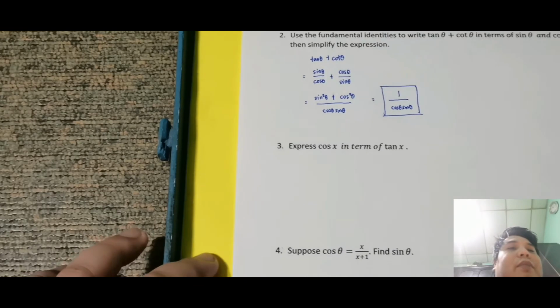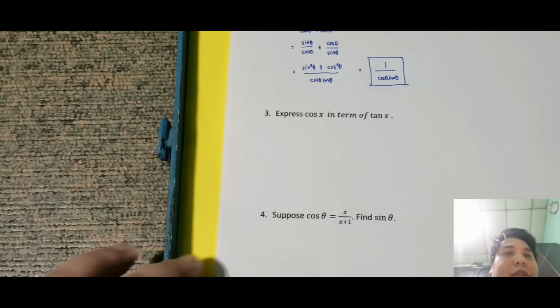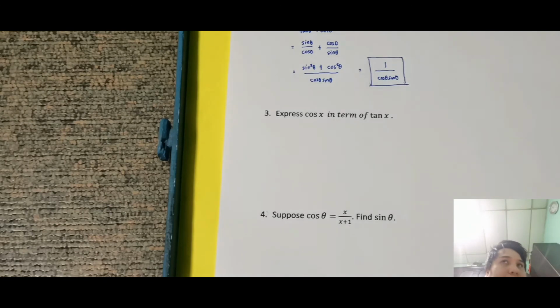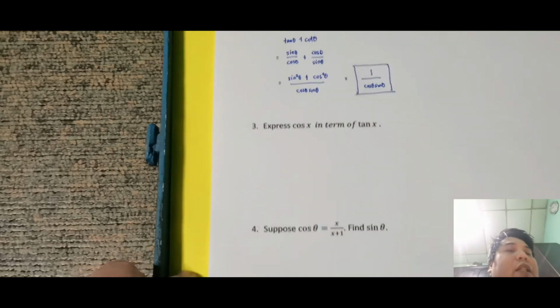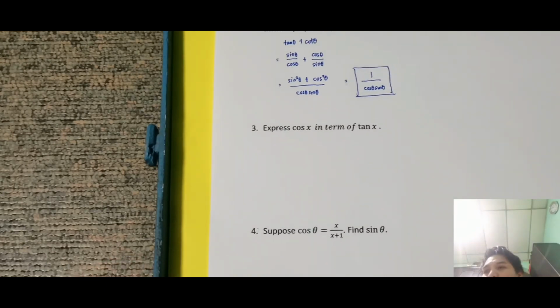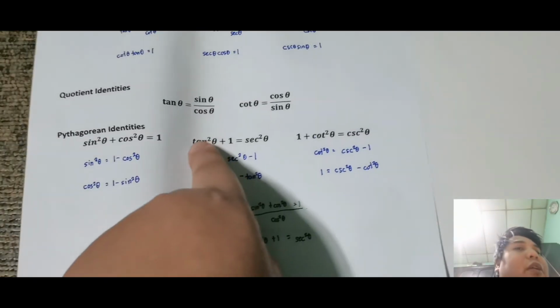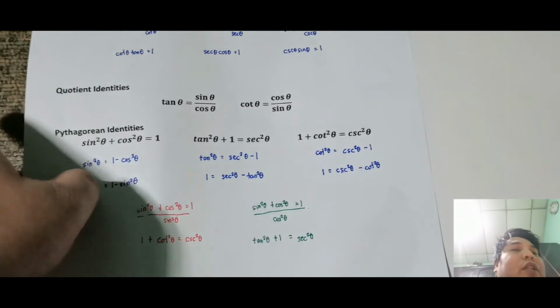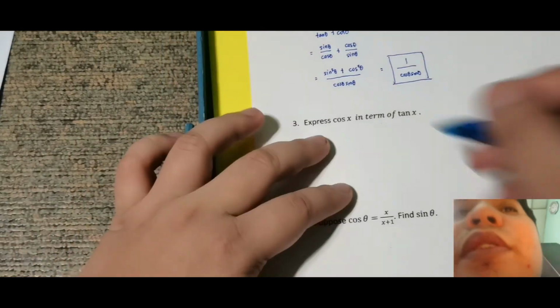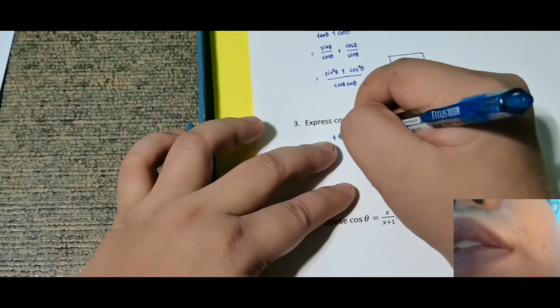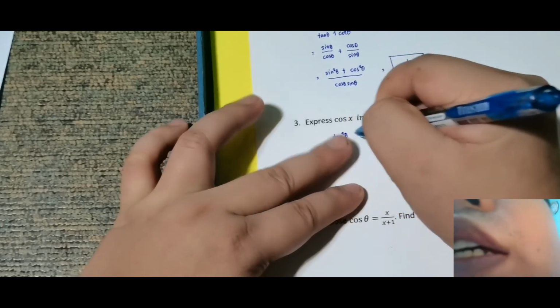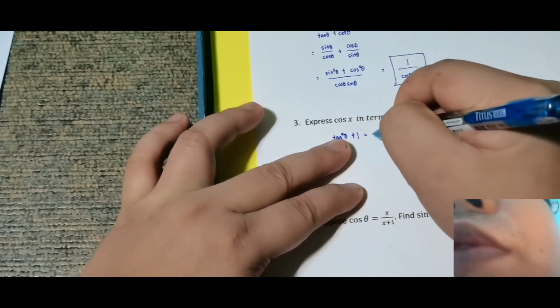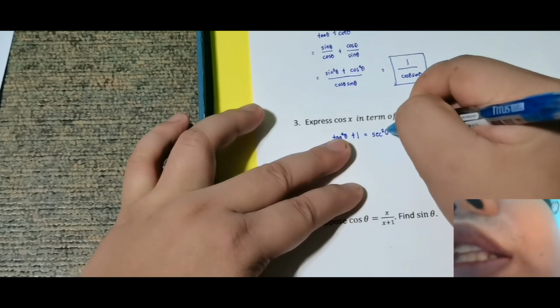Okay, next is express cosine x in terms of tan x. So ito baliktad, no? Start tayo sa cosine. So dapat maging tangent x siya. So meaning yung mga term niya puro tangent x lang. Okay, so ano bang mga relation yung pwede natin kunin? So start tayo dito. Meron akong tangent squared theta plus 1 is equal to secant squared theta.